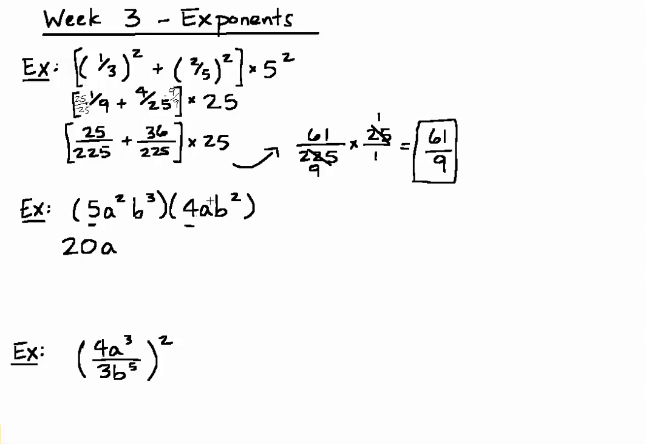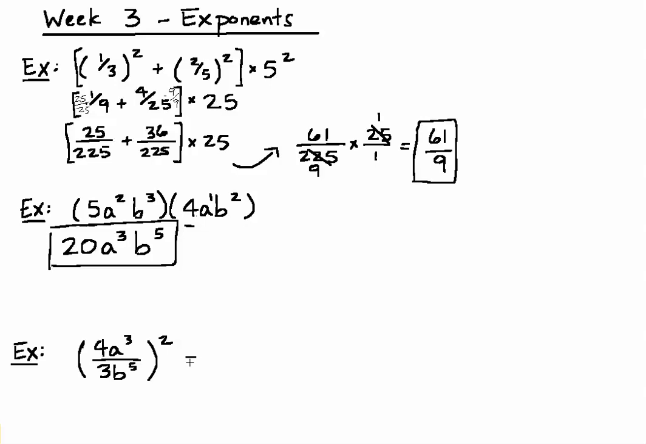My exponents for A are 2 and 1. It's understood to be a 1. So 2 plus 1 is 3. And for the exponents of B, I have 3 and 2, so I add 3 plus 2 is 5. So after multiplying, my answer is 20A cubed B to the 5th.